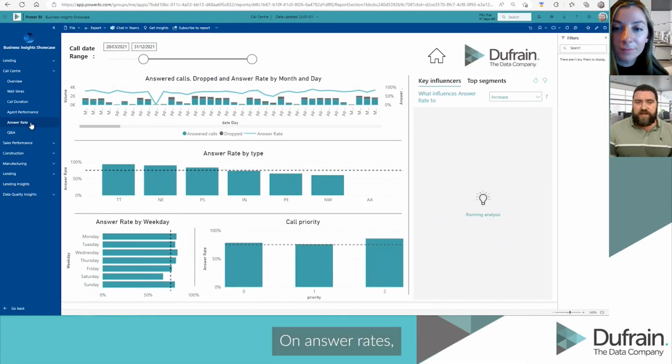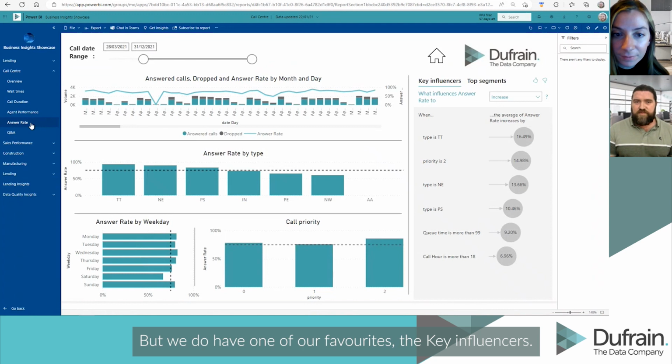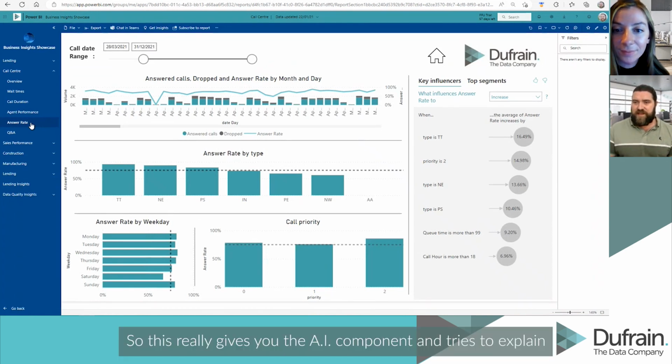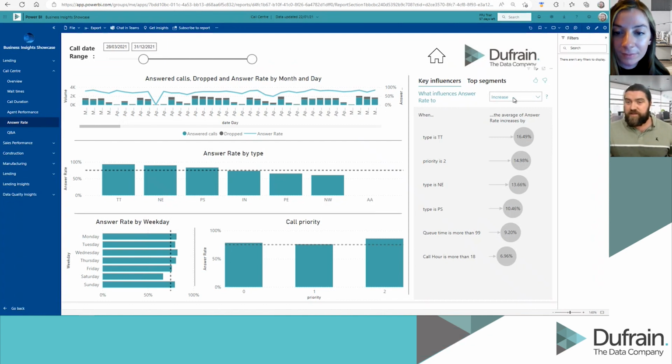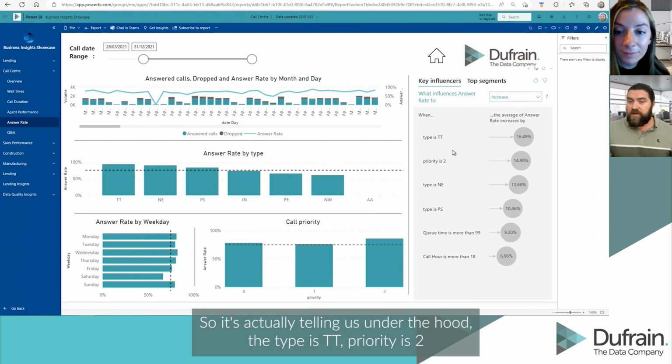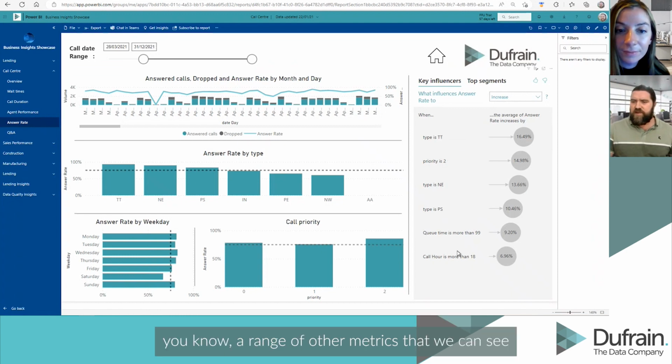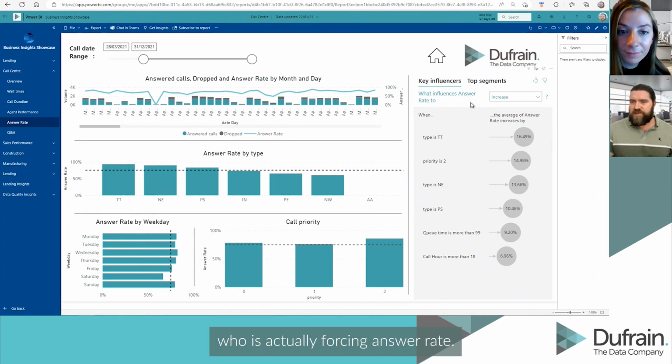Sort of answer rates, we've got similar kinds of visuals here, but we do have one of our favourites, the key influencers. So this really gives you the AI component and tries to explain what the influences are that cause the answer rate to increase. It's actually telling us under the hood that the type is TT, priorities are 2, and a range of other metrics that we can see are actually forcing the answer rate up.